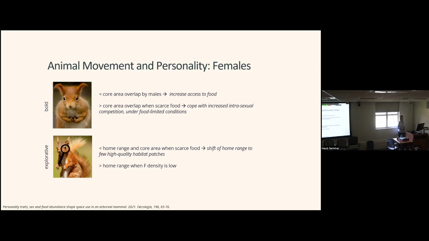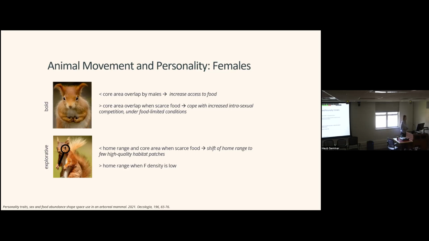And explorative females had smaller home ranges and core areas when the food was scarce. This was a result where we asked ourselves, why is that? And we believe that the reason is that if you're an explorative individual, then you know your territory very well. And so when the food becomes low, you shift your home range to those few high quality habitat patches that you know produce more food for you.